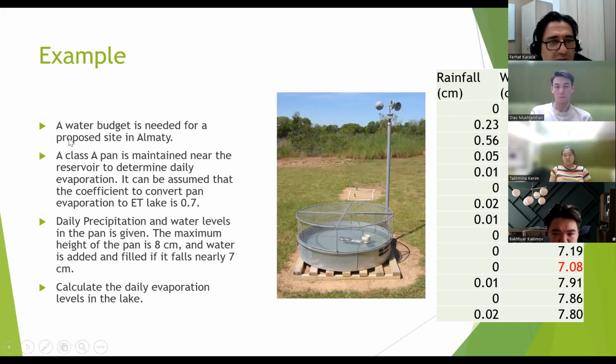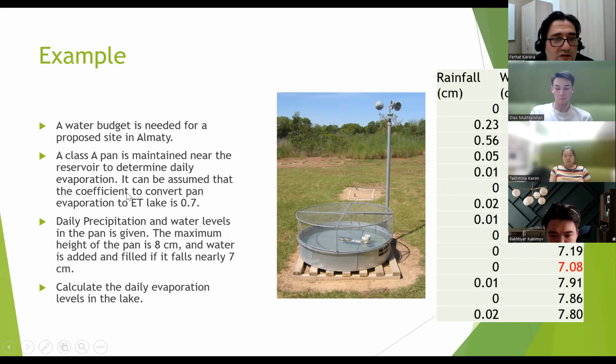A water budget is needed for a proposed site in Almaty. So what you are going to do, you are going to construct a dam in Almaty, but in order to make such a reservoir, first things first, you are going to analyze the precipitation data and evapotranspiration data to go to further steps. So in this case, a class A pan, this is the name of the equipment, is maintained near the reservoir to determine daily evaporation. So we have a reservoir there, like a lake. This is located next to the lake, and this device is going to be used to estimate the evaporation amounts.